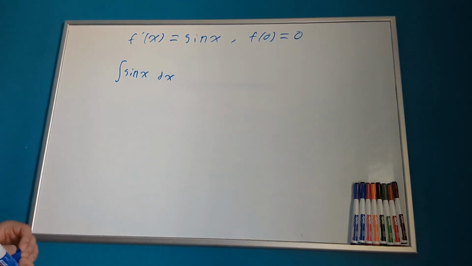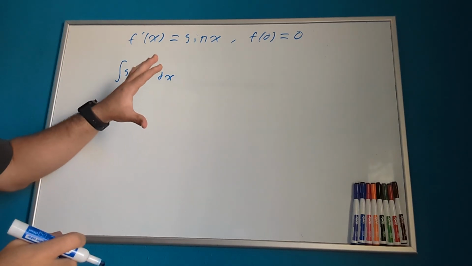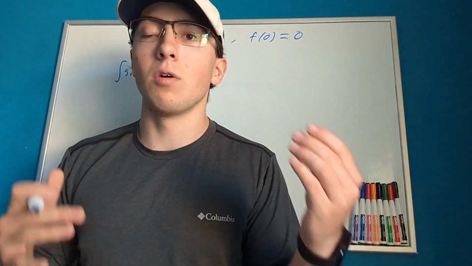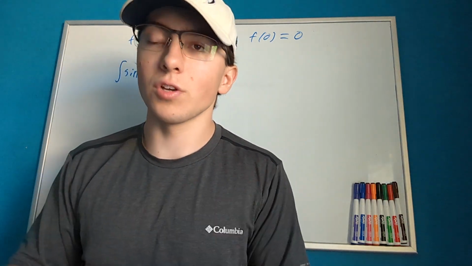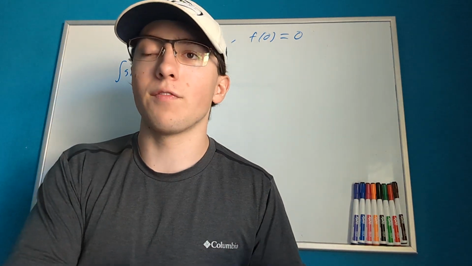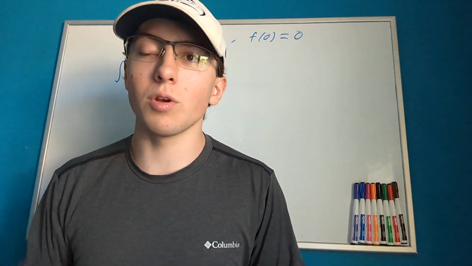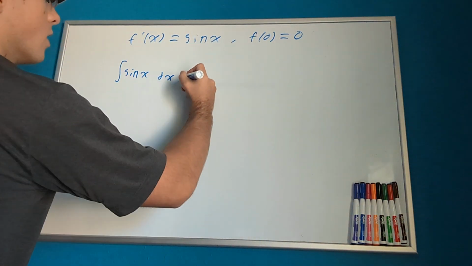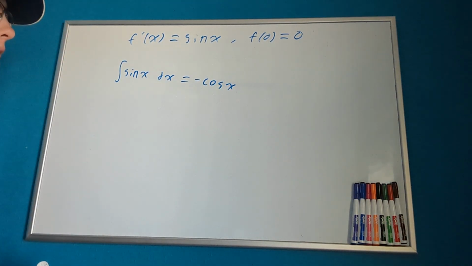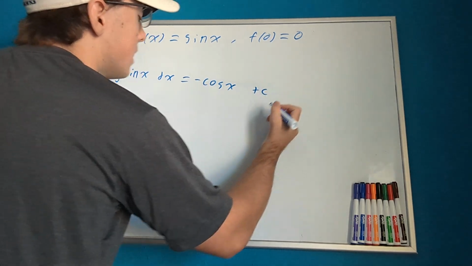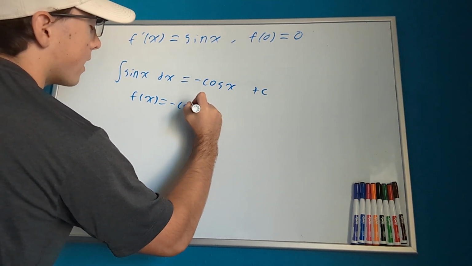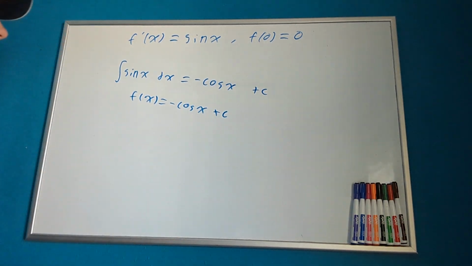So now, once again, we just have to think about, okay, what can we differentiate that will give us sine x? Well, if we differentiate cosine x, we'll get negative sine x. So we don't want that. We don't want negative sine x, we want positive sine x. So we should move the negative over to the cosine x. So it'll be negative cosine of x, so equals negative cos x. But then, let's not forget, we have that plus c. So we're going to say f of x equals negative cosine x plus c, okay?